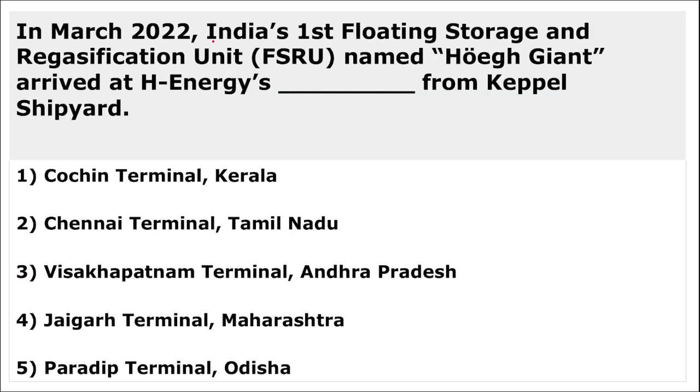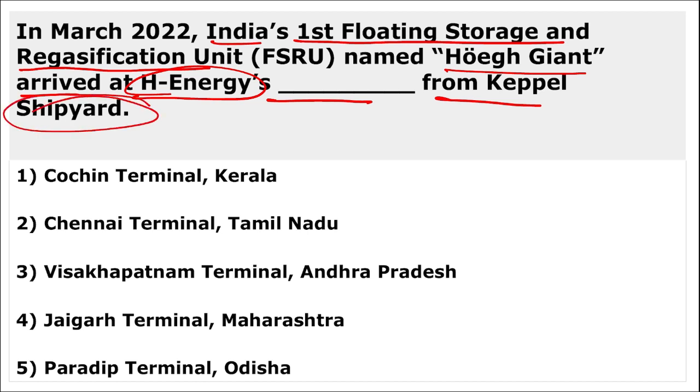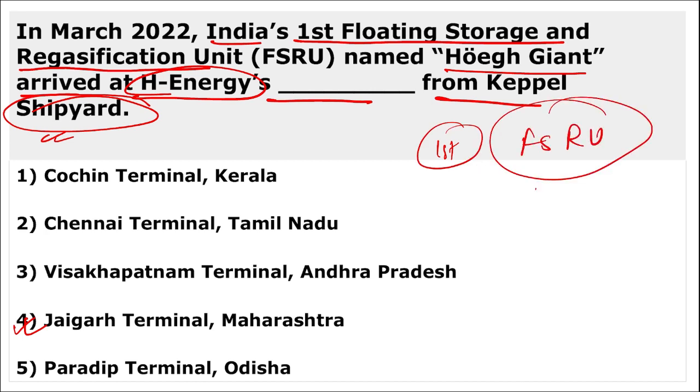Next, India's first floating storage and regasification unit named Hawk Giant arrived at H Energy's terminal from Keppel shipyard. So where did it arrive? It arrived at H Energy's Jaigarh terminal that is located in Maharashtra from Keppel shipyard. This is India's first floating storage regasification unit, named Hawk Giant.